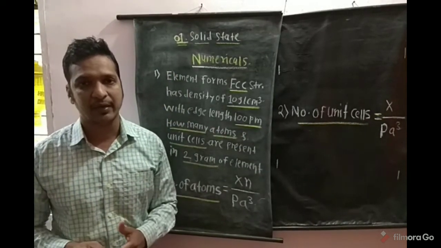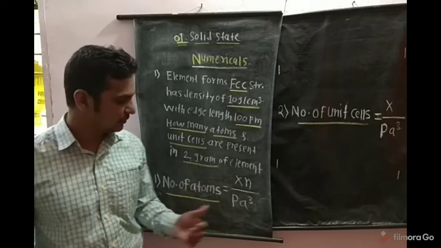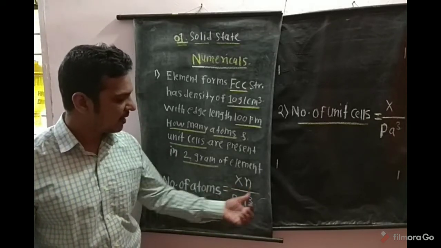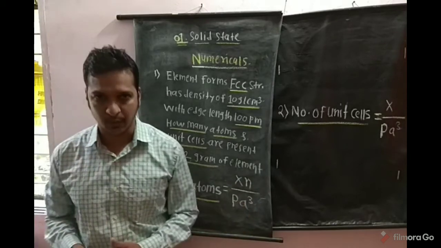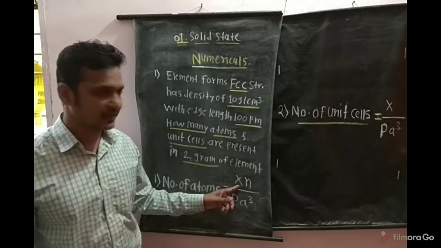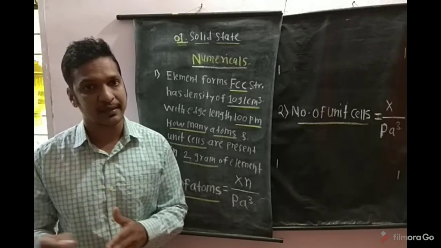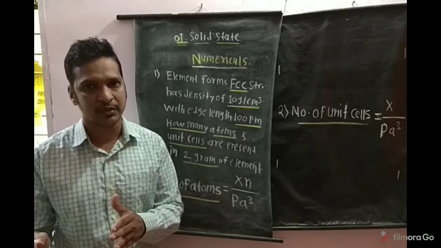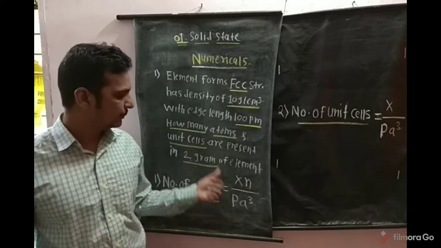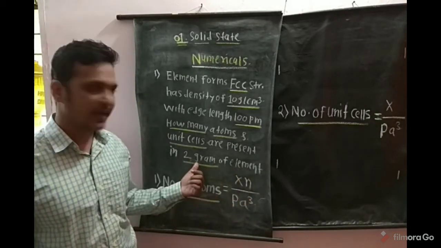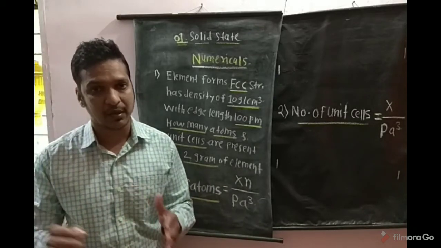Now I am going to calculate the number of atoms by using this formula. So the formula is x into n divided by density into a cube. Now what is x? X means the amount of element or amount of substance in grams. So x is equal to how much? X is equal to 2 grams, the amount of element or amount of substance.